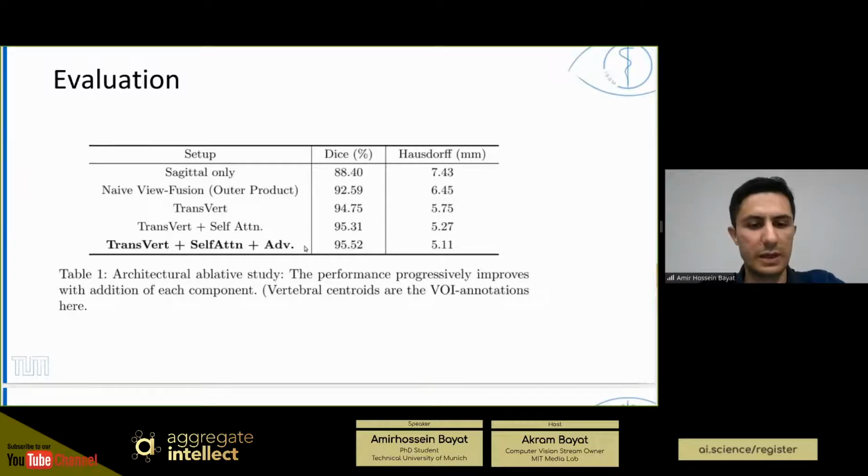And finally, we trained the model using the GAN setting, or we trained it in an adversarial setting, and we got the best result finally. So this way we validate the importance of each component in our network.